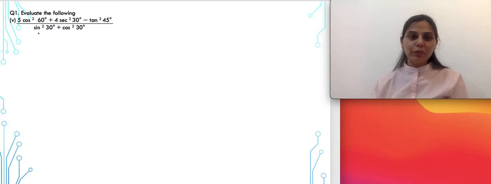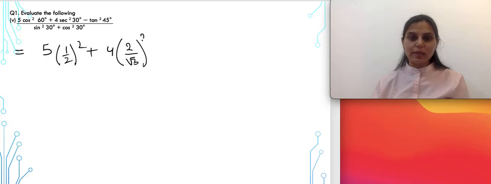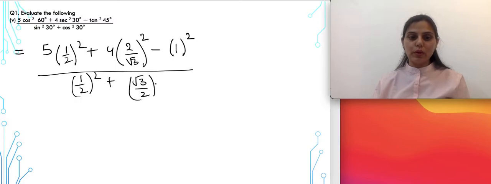Now moving on to fifth part, let's put the values again. Cos 60 in this case means (1 by 2) whole square. Secant 30 is the reciprocal of cos 30, so that means 2 by √3 in this case, and since it is square also, let's take the square for this. Tan 45 means 1 and the square of that we have to take. Whole divided by sin square 30 means (1 by 2) whole square, and cos square 30 means (√3 upon 2) whole square. So let's find out the values for each of these.